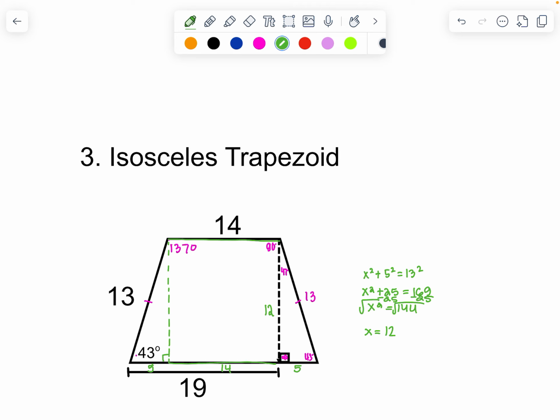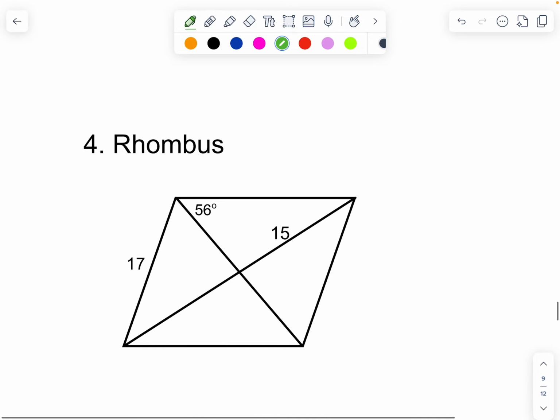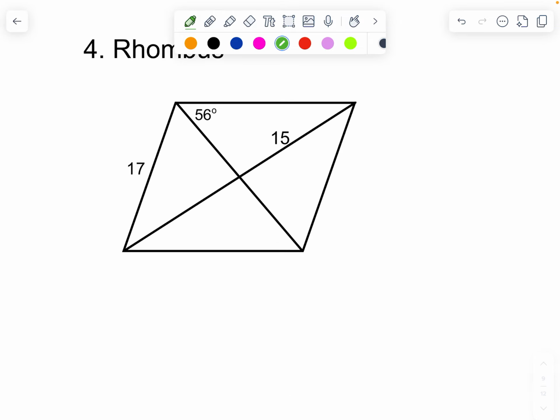Okay, this height is also 12 because it's the height. All right, let's see what's next. Next, we have a rhombus. Remember, in a rhombus, all 4 sides are congruent. So I can mark down that all of these sides are 17, 17, 17, 17.